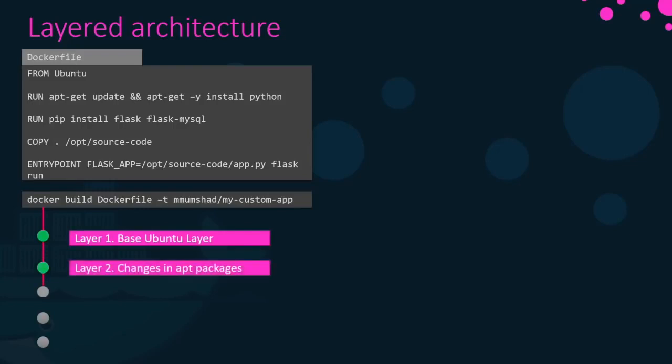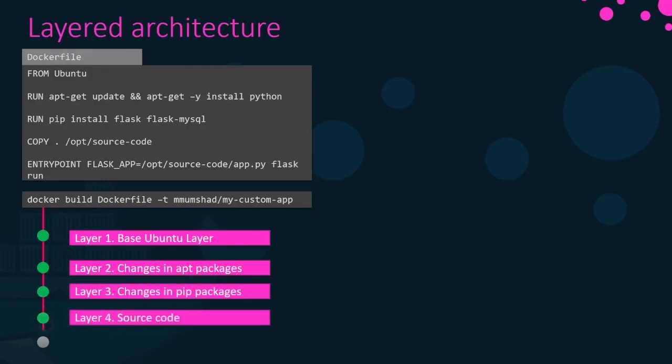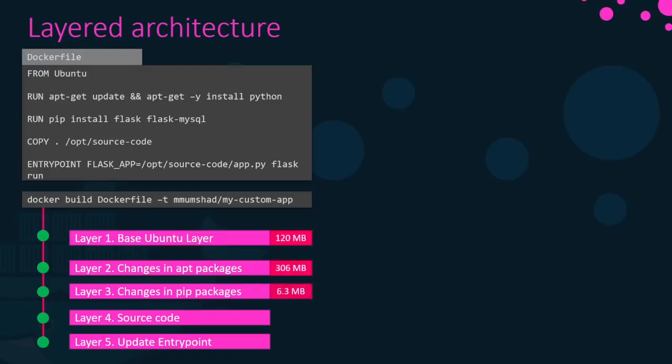followed by the second instruction that creates a second layer which installs all the apt packages, and then the third instruction creates a third layer with the Python packages, followed by the fourth layer that copies the source code over, and then finally the fifth layer that updates the entry point of the image. Since each layer only stores the changes from the previous layer, it is reflected in the size as well. If you look at the base Ubuntu image, it is around 120 megabytes in size. The apt packages that I install are around 300 MB, and then the remaining layers are small.